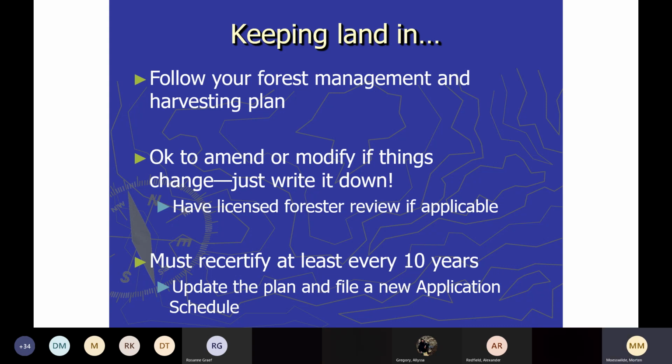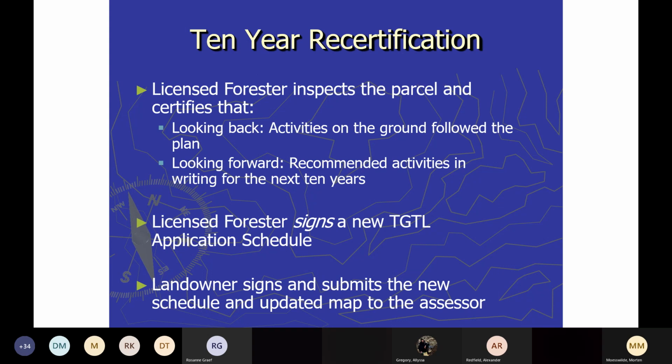And as I said, you must recertify at least every 10 years. At that time, you need to update your plan and file a new application to the town. When that 10-year recertification deadline comes up, your forester should take a look at the parcel and have a site visit.